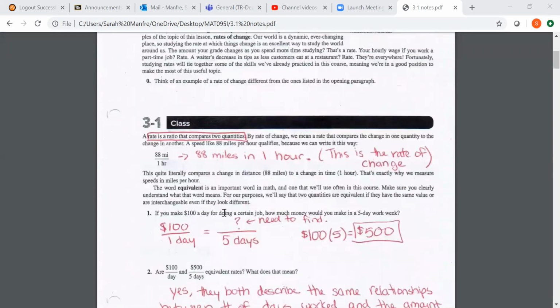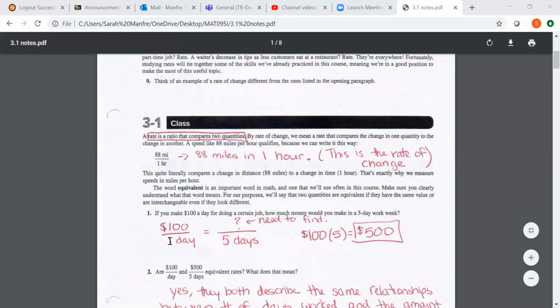So the word equivalent in math is one that's important because it means when we have two rates that are equal. So for example, in question 1, it says if you make $100 a day for doing a certain job, how much money would you make in a 5-day work week? Well, if you make $100 in 1 day, and I want to know how much am I going to make in 5 days, to go from 1 day to 5 days, we have to multiply by 5. So 100 times 5 makes $500.